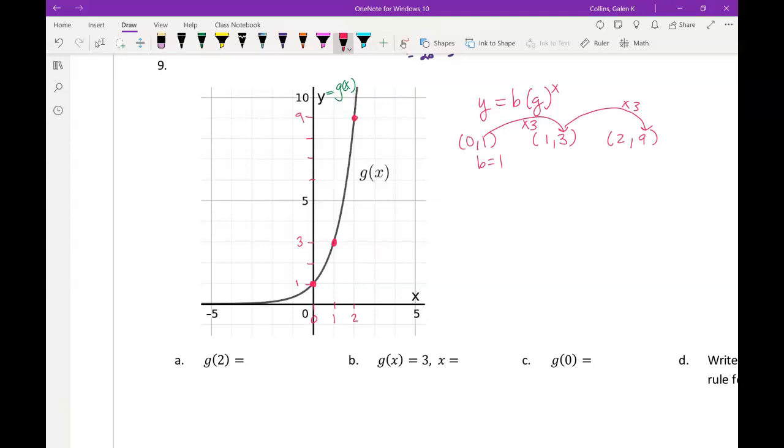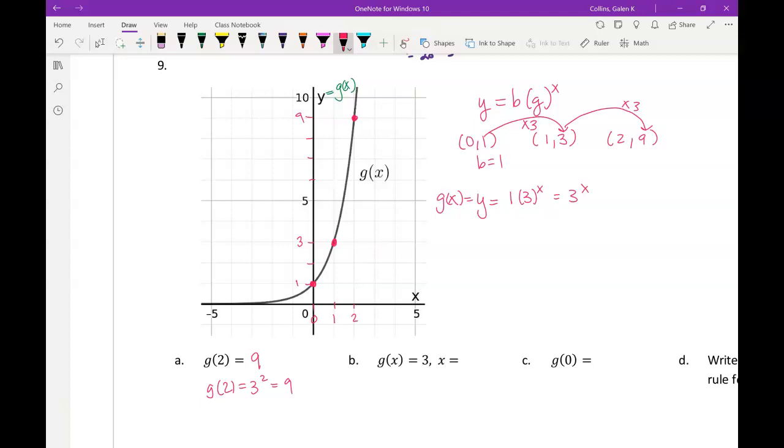So I could write my equation as g of x, or y, equals 1 times 3 to the power of x, which is just 3 to the power of x. Or I could get my answer from the graph. Either way, g of 2 is 9. I can see the ordered pair on the graph, or I could think of this as g of 2 is 3 to the power of 2, which is 9.